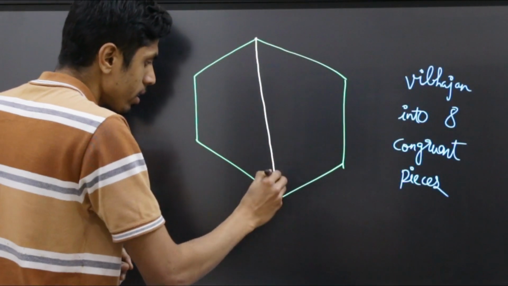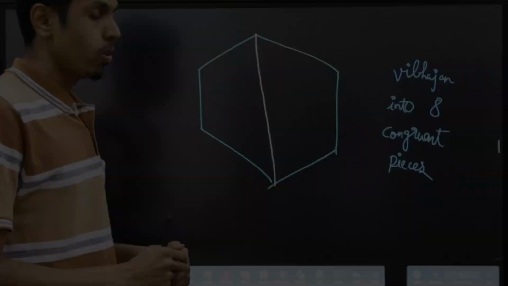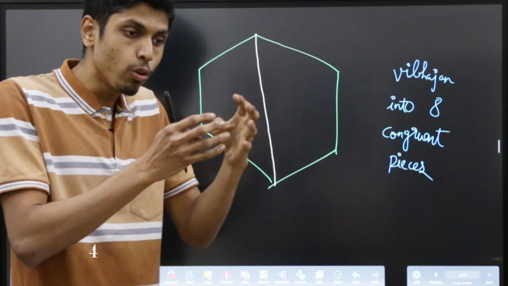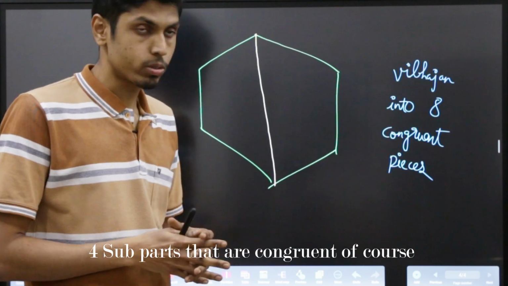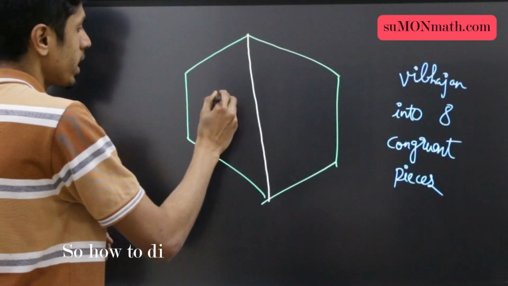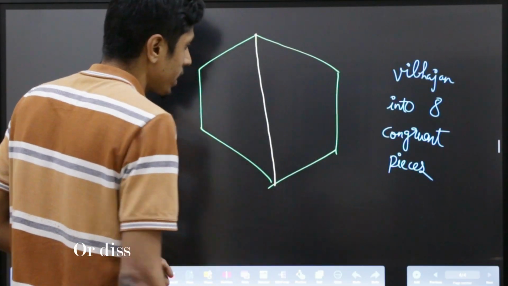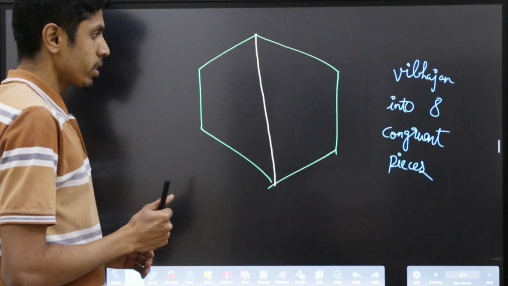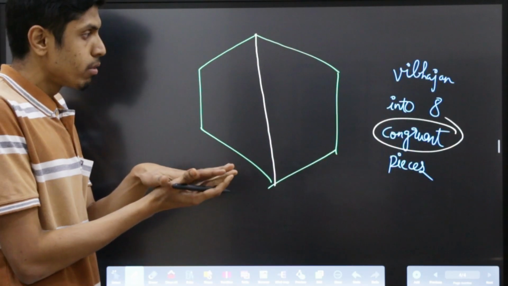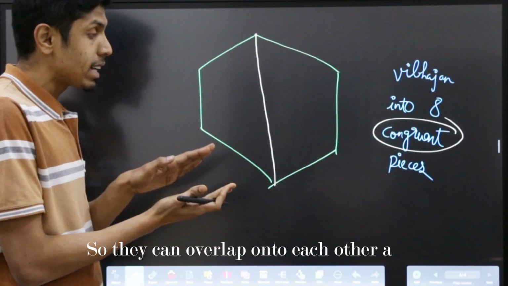First, if you cut it along the main diagonal, you have already generated 2 pieces that are congruent to each other. Alright, now the next step is to divide each of these 2 congruent pieces into 4 subparts that are congruent, of course. So how do we dissect this one into 4 congruent pieces? Congruent means the structure can be overlapped onto each other without any difference or protrusion. So they can overlap onto each other as they are.